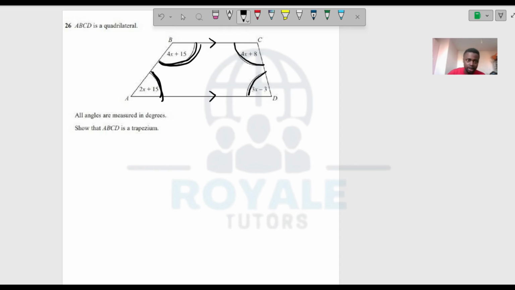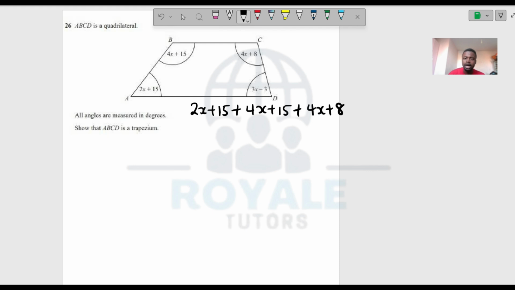The first step to this question, don't forget what we want to do, is to show that AD is parallel to BC. With that, we can conclude that it is a trapezium. So the first thing is we need to find the value of x. How do we find the value of x? If you add all the angles together, since it's a quadrilateral with 4 sides, the angles should give us 360 degrees. Make sure you put the reason there: angles in a quadrilateral. That's how we get the value of x.